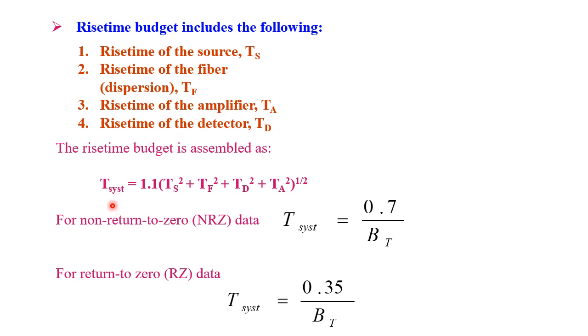The system rise time is equal to 1.1 times the square root of Ts square plus Tf square plus Td square plus Ta square, where Ts is the rise time of the source, Tf is the rise time of the fiber, Td is the rise time of the detector, and Ta is the rise time of the amplifier. These are the formulas used for the system rise time. For non-return to zero data, T system is equal to 0.7 by BT, where BT is the bandwidth. For return to zero, we use 0.35 by BT. This is the formula for the rise time budget.